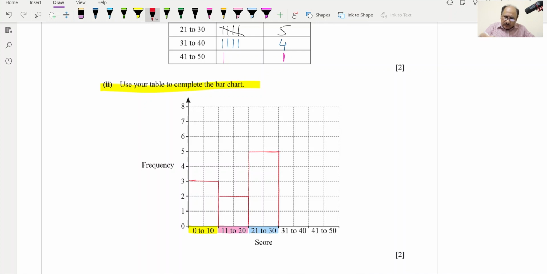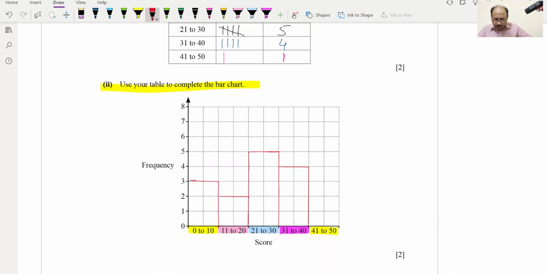And next will be 31 to 40 is 4. 31 to 40 will be this one, and this is 4. So 4 will be up to this height, and we can close this one.